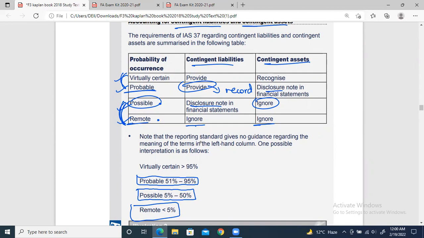By record, I also mean, in other words, provision as well. This word provide came from the word provision. So we'll make a provision in probable because we are just looking at the chances percentage. We don't know the actual time and the amount.